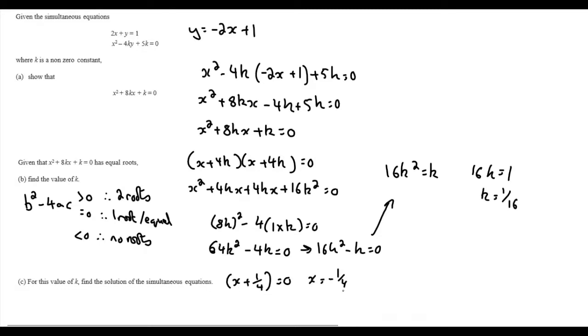Plugging this back into this equation from the top, therefore, y equals minus 2 lots of minus a quarter plus 1. Minus 2 times minus a quarter, minus times a minus becomes a plus. 2 times a quarter is going to give us a half, so it's a half plus 1, so it's 3 over 2. X is minus a quarter, y is 3 over 2, in other words 1 and a half.